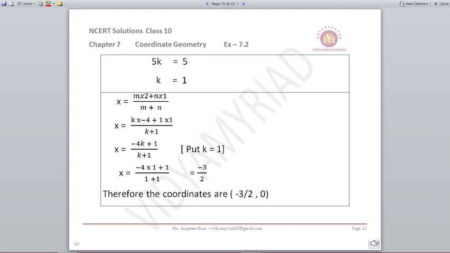Now we have the value of k with us, that is the ratio. With this we can find out the x coordinate of the point of division. So x is equal to (m x2 plus n x1) upon (m plus n), and m here is k, x2 is -4, n is 1, x1 is 1, upon k plus 1. We have the value of k with us, we will put it into this. On solving we get x is equal to -3 by 2. So the y coordinate we already had as 0. We were able to find the x coordinate, that is -3 by 2, by getting the value of k and putting it into the equation.